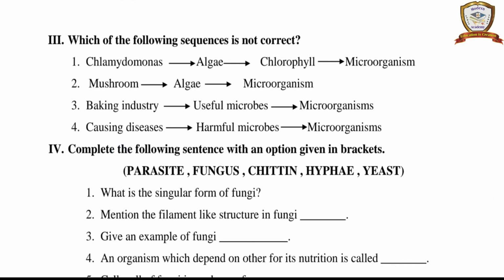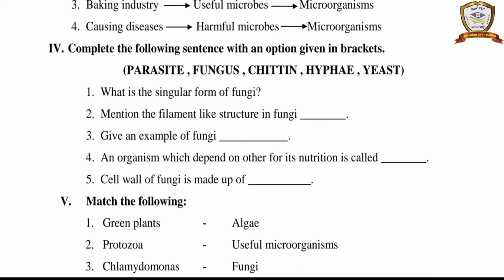Next, third Roman. Which of the following sequences is not correct? Chlamydomonas, algae, chlorophyll, microorganism. Mushroom, algae, microorganism. Baking industry, useful microbes, microorganisms. Causing disease, harmful microbes, microorganisms. Which one is not correct? Fourth Roman, complete the following sentence with an option given in the brackets. What is the singular form of fungi? You have to choose one word from the words given in the brackets.